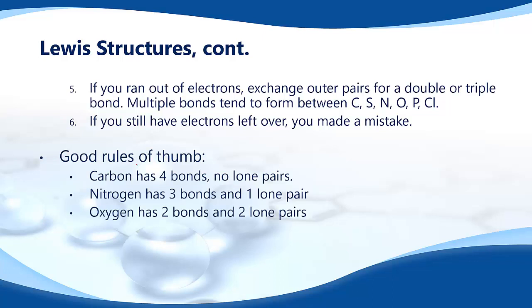Now, general rule of thumb, carbon will almost always form 4 bonds. You will hardly ever see a lone pair on carbon. Nitrogen, you'll see 1 lone pair almost all the time, and 3 bonds attached to it in some combination of singles and doubles, or maybe even a triple. Oxygen, you'll usually see 2 bonds and 2 lone pairs. Again, these are rules of thumb. There are exceptions to these, but this will give you a good idea if your structure is looking right.